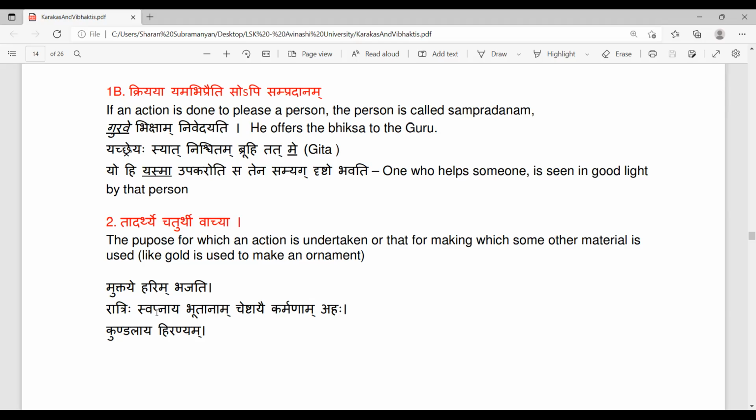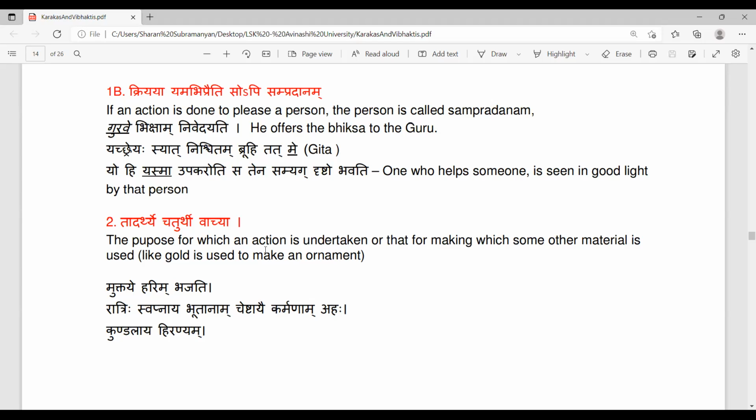The Bhutaha Sherate, they sleep. Ratri, for what? Swapnaya. They take rest. Swapnaya. So Ratri is meant for taking rest. Ratri is meant for taking rest. And daytime is meant for work. So that for which something is meant, the purpose, that is why it is Chaturthi Vibhakti. Swapnaya Cheshtaya iti. Please understand the example.